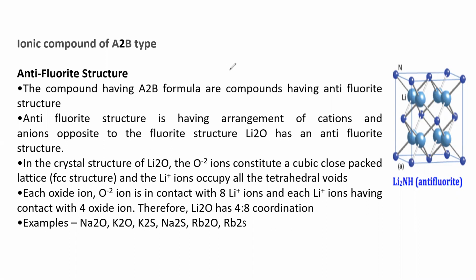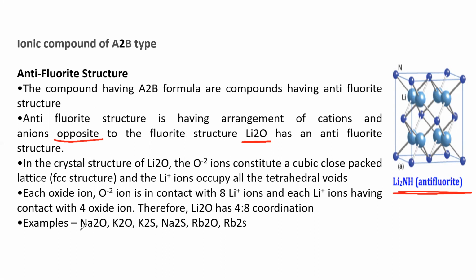The compounds having the A2B formula have anti-fluoride structures. The anti-fluoride structure has a rearrangement of cations and anions opposite to the fluoride structure. Example: lithium oxide, Li2O, has an anti-fluoride structure. Li2NH also has an anti-fluoride structure. In the diagram is given Li2NH, that is dilithium imide.